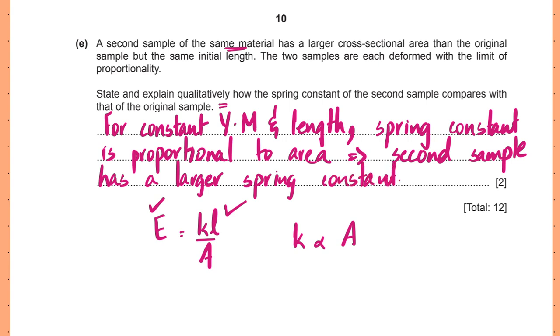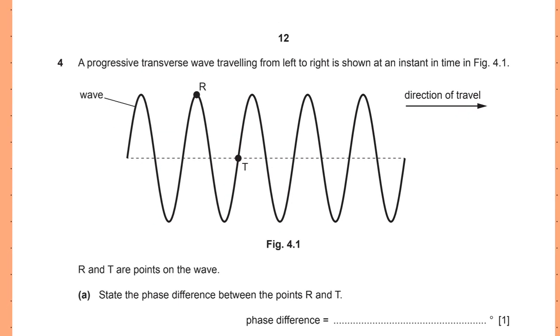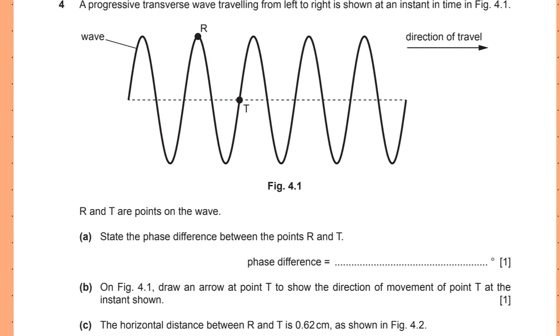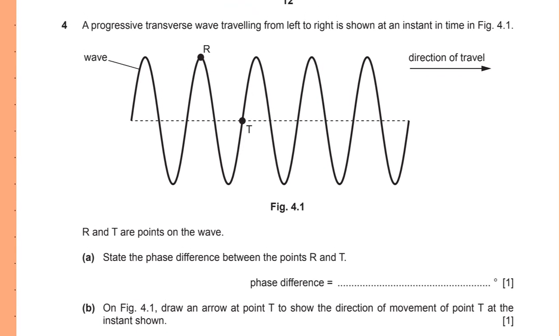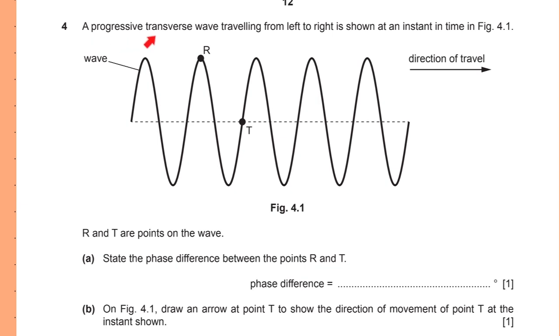Let's go on to the next one, which is question number 4. Also a good question. Let me slightly reposition this. So the question says a progressive transverse wave traveling from left to right is shown at an instant in time in 4.1, and you have R and T as 2 points in the wave. You are supposed to state the phase difference between the points R and T.